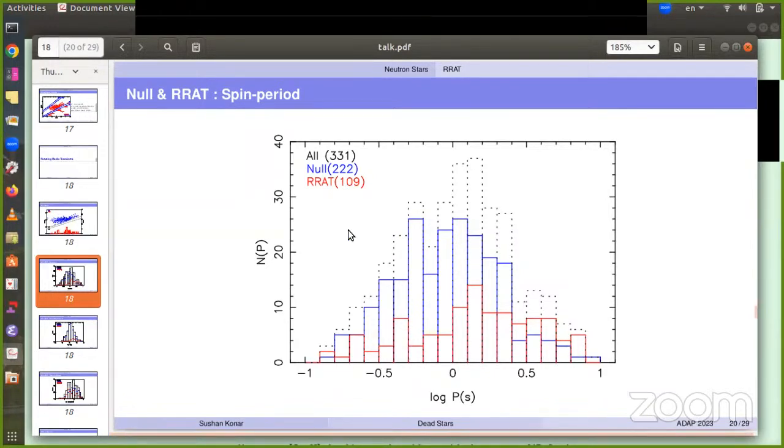For RRATs, the number is roughly half, and the nature of the histogram is completely different, as was pretty obvious from the figure before. The reason for putting all of them together and making a histogram is to see if they belong to the same Gaussian population. We would be working under the assumption that everything is Gaussian.